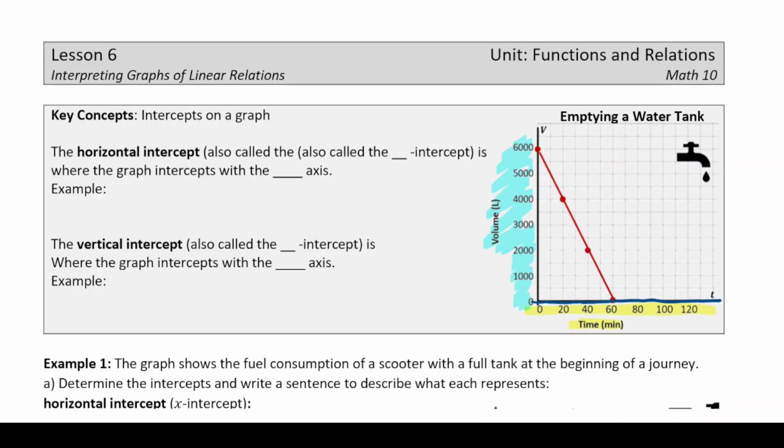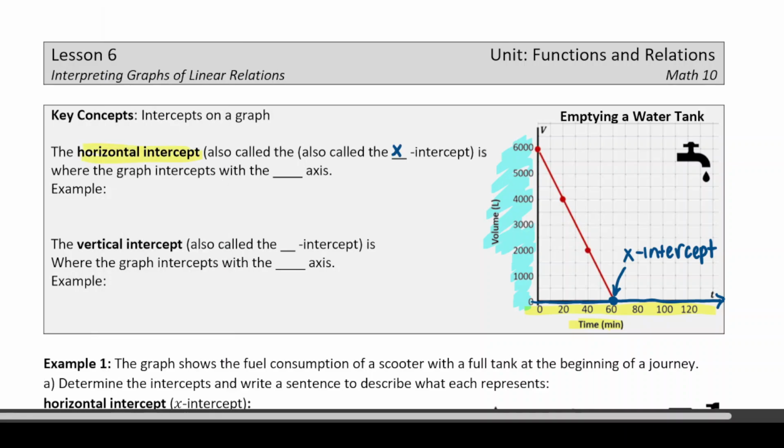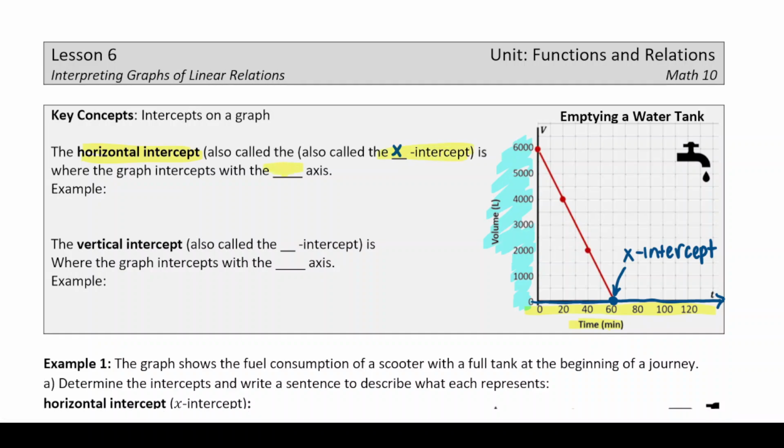Okay, so not all graphs have intercepts, but usually they're significant if they are attached to a word problem. So let's look at this here. We're emptying a water tank. This point here that I'm labeling is called the x-intercept, or the horizontal intercept. Horizontal because the x-axis is horizontal. It's where the graph intercepts with the x-axis. So we can fill in this blank. The horizontal intercept, I'm going to use yellow to match the graph, is also called the x-intercept, and it's where the graph intercepts with the x-axis.